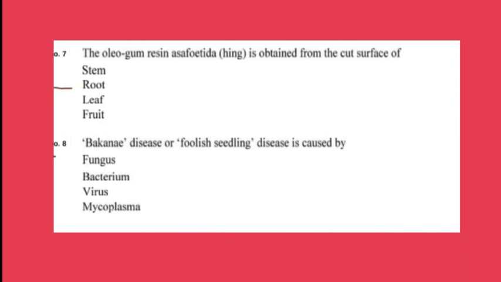Then the next question: Bakanae disease or foolish seedling disease is caused by. It is caused by a fungus, Gibberella fujikuroi. It is because of high secretion of the hormone gibberellins. Here there is a formation of false seeds, so it is known as foolish seedling, and the causative agent for this is the fungus Gibberella fujikuroi.